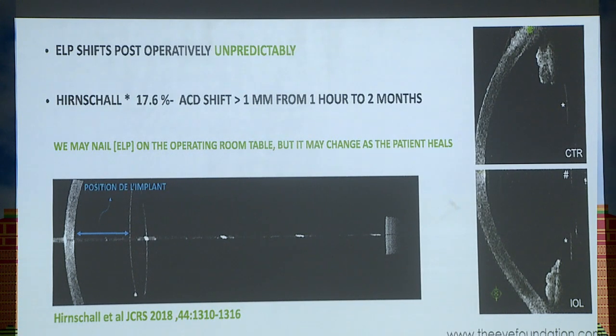You might have done everything perfectly, but let's understand that you would have planned where the IOL sits in the bag, you would have used the best formulae, but the effective lens position, that is where the lens sits in the eye, which is the distance from the back of the cornea to the implant center, can change even in the post-operative period. It is said that the anterior chamber depth shifts of more than 1 millimeter can occur between 1 hour to 2 months. So then you think you have hit the nail, but then you are not there.